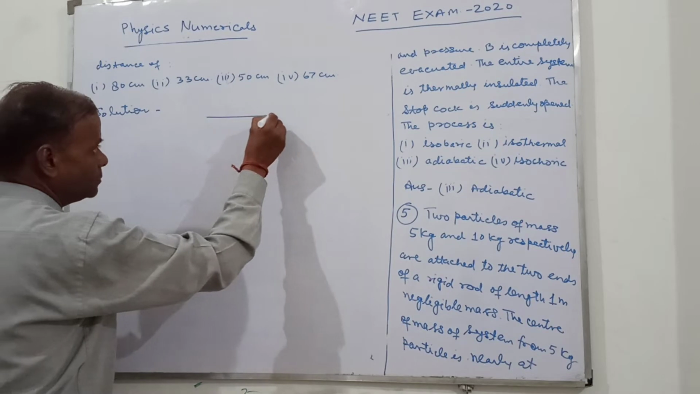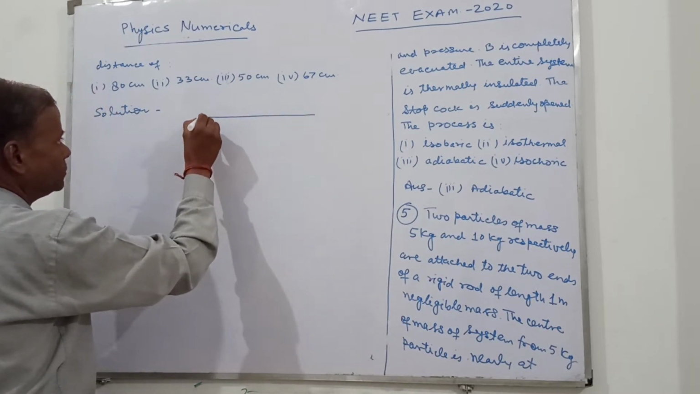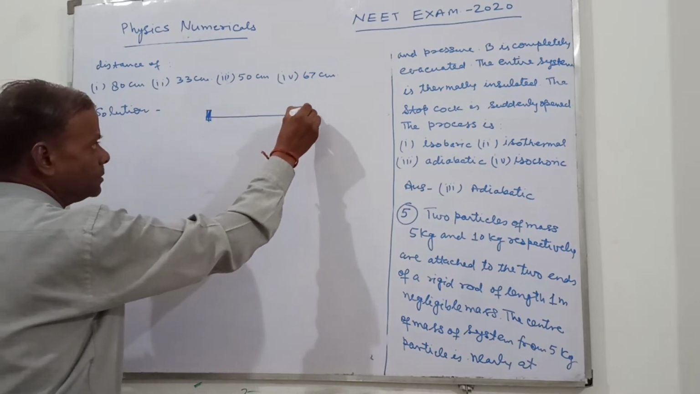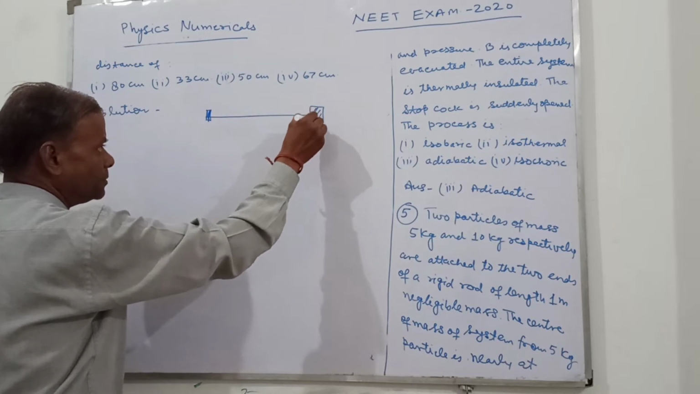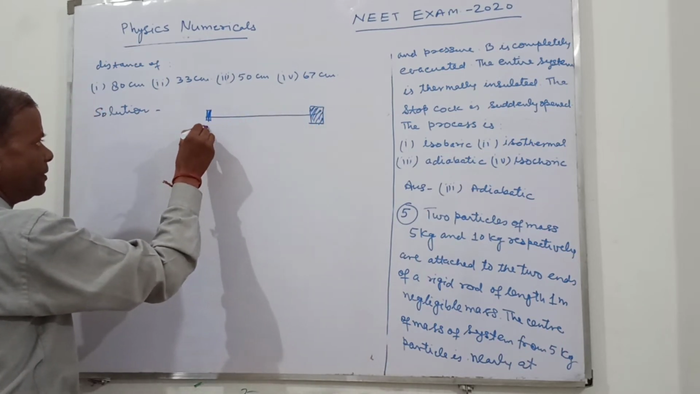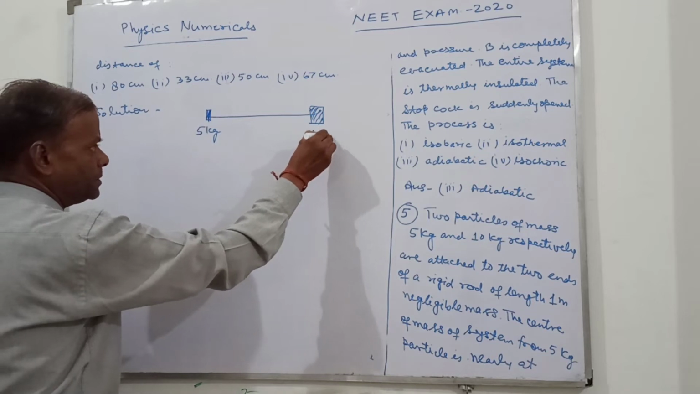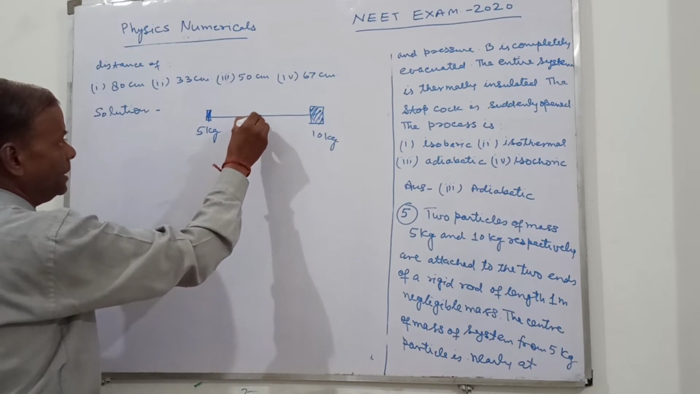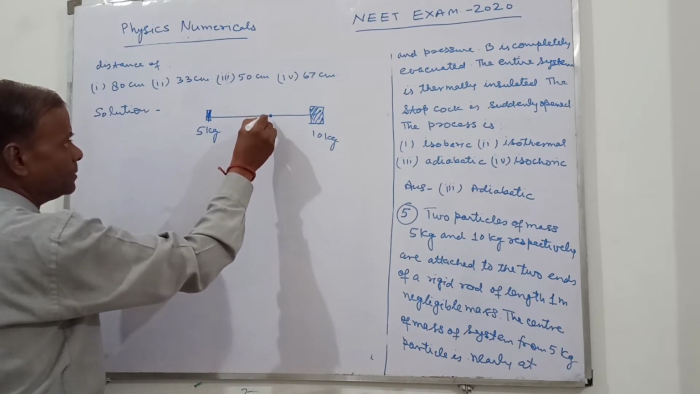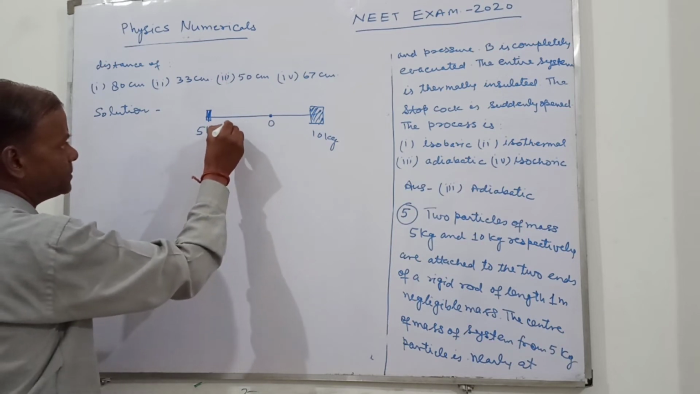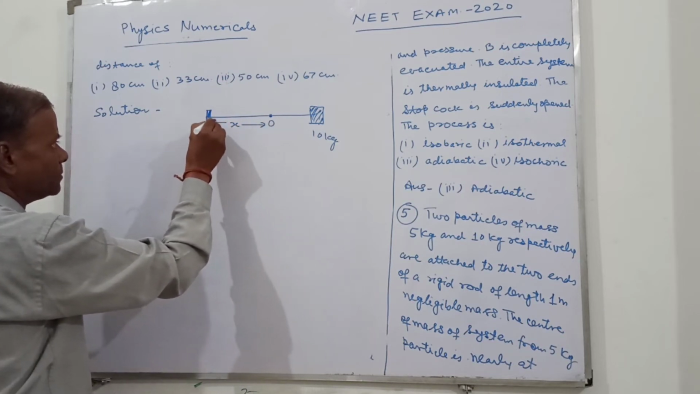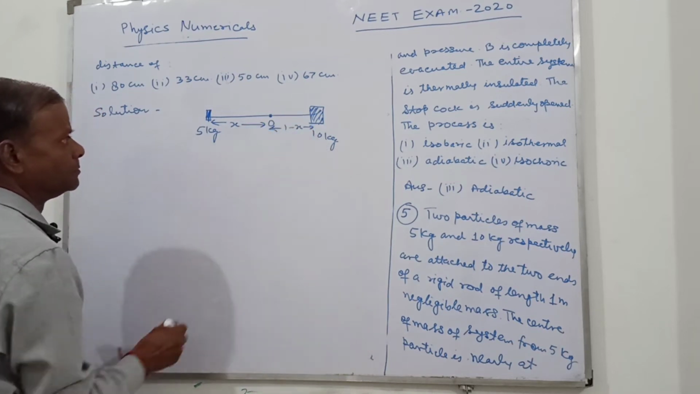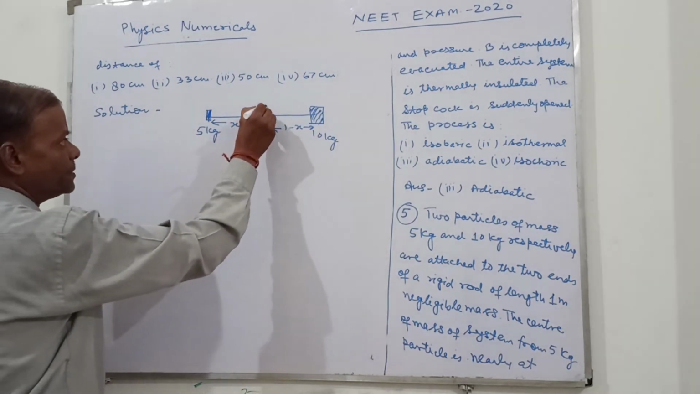This is a rod 1 meter long. Here we have a weight of 5 kg, and here a weight of 10 kg, and the length of this rod is 1 meter. Let this be the center of mass O. Let this distance be x, then the other will be 1 minus x.